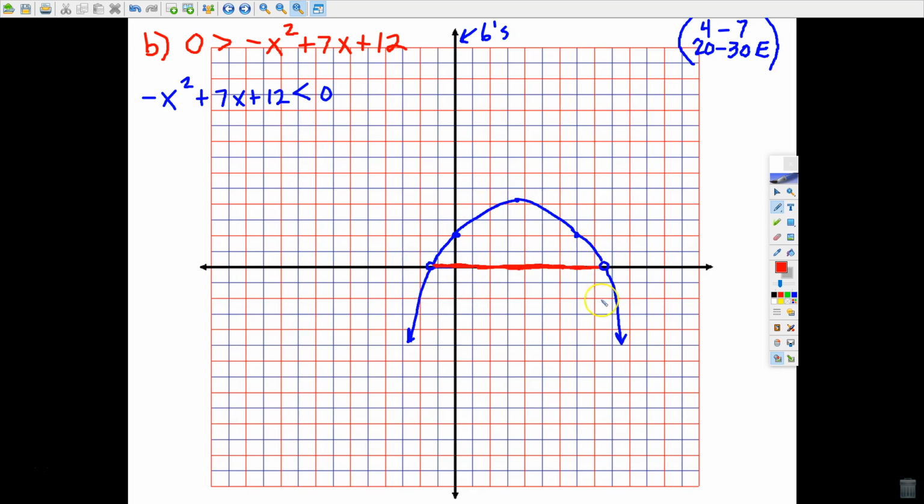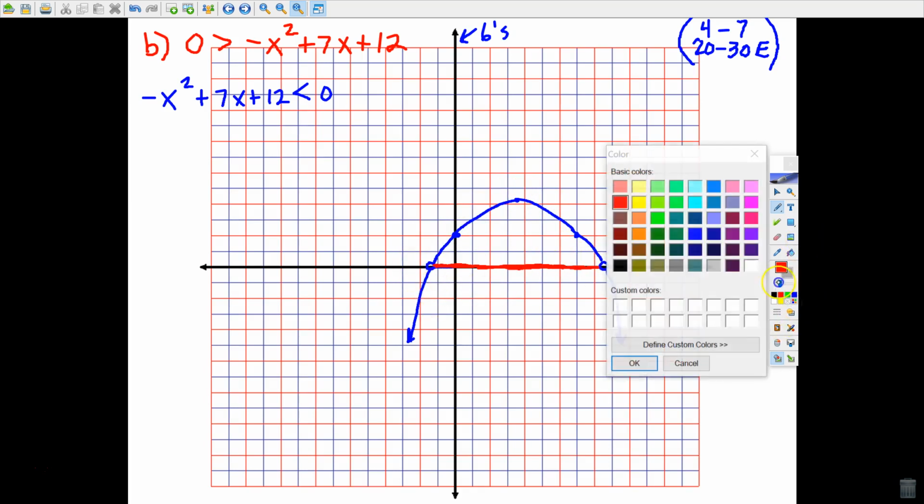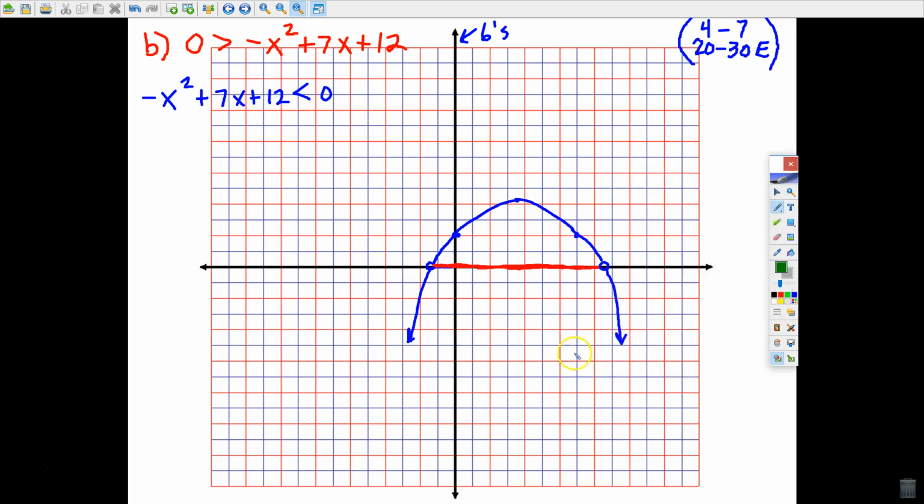Well, what is a solution? The x values that represent the coordinates on the parabola that are below the x-axis are over here forever and over here forever. Everything outside of the parabola, because down here we're below and we'll continue to be below. Same thing over here. So how do we write this in inequality form?